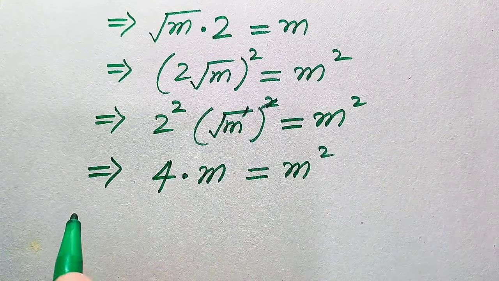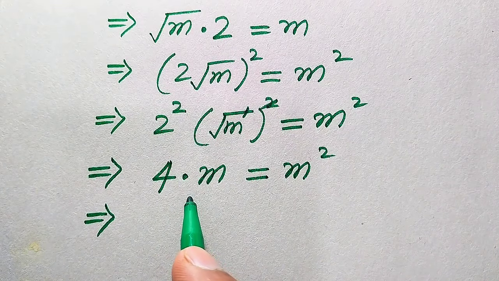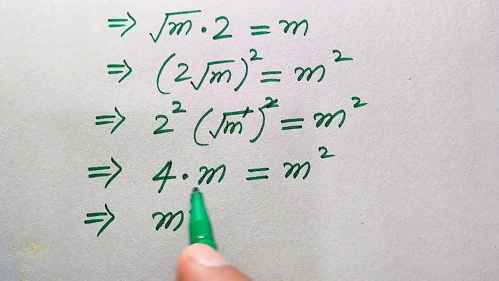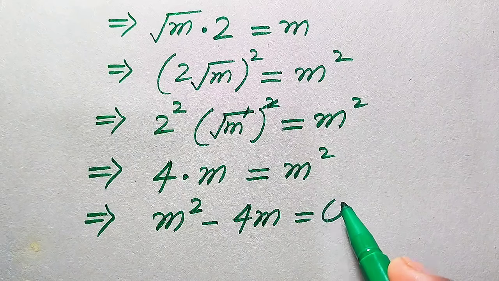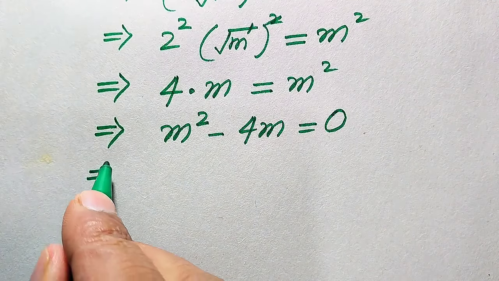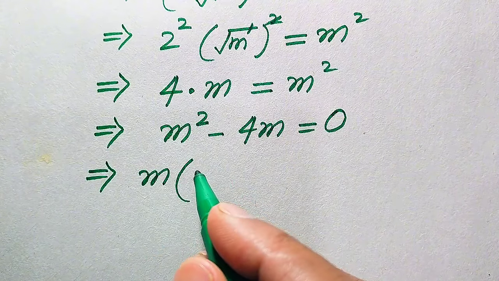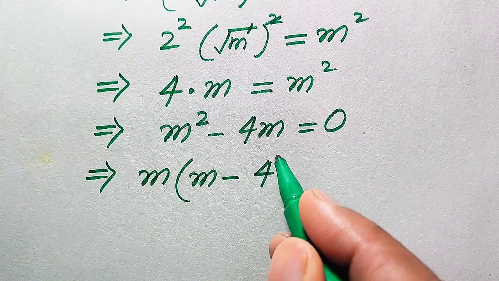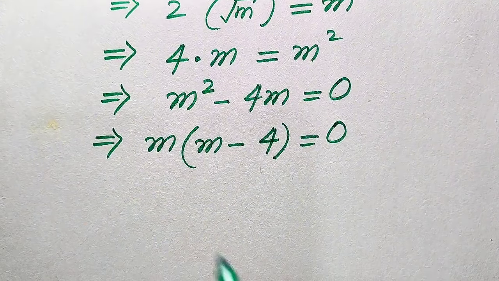In the next step we move the 4m from the left hand side to the right hand side, and it will be written as m² − 4m = 0. Now we take m common from here, and the remaining values are m from the first term and minus 4 from the second, so m(m − 4) = 0.